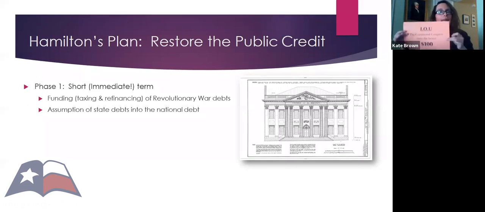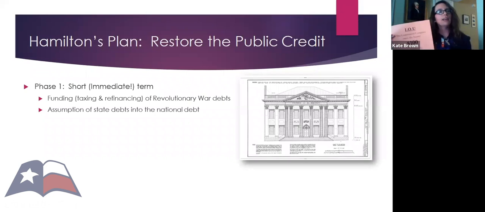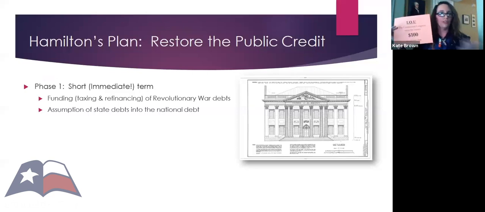Well, you are going to be paid with this IOU from the Continental Congress that says, hey, we cannot compensate you now, but at a future date, we'll give you $100 in interest along the way. There you go. So the original holders of this debt are the patriots of the American Revolution. But you know what's going to come next, right?